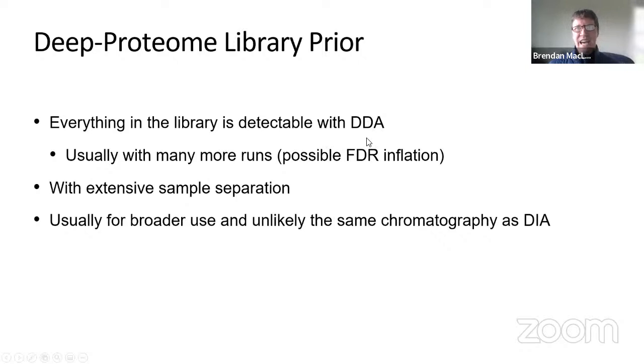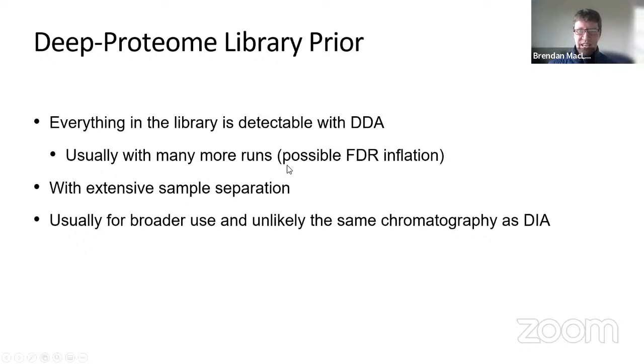We haven't yet gone to the level where we could also just generate a PROSIT library, which would give us predictions and spectra for everything, but we'd have no idea whether it was actually even detectable by DDA. We haven't quite gone that far, which would expand our priors to being even less certain that we're going to be able to see this stuff. But everything in the library is at least detectable by DDA.